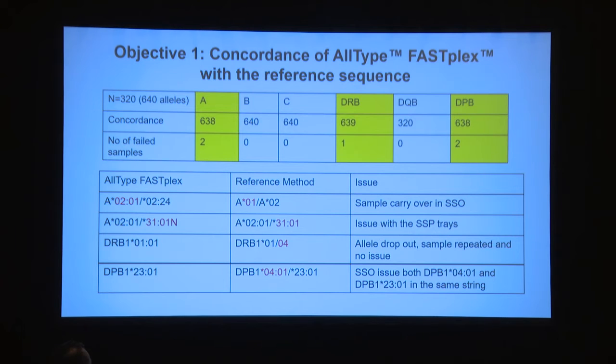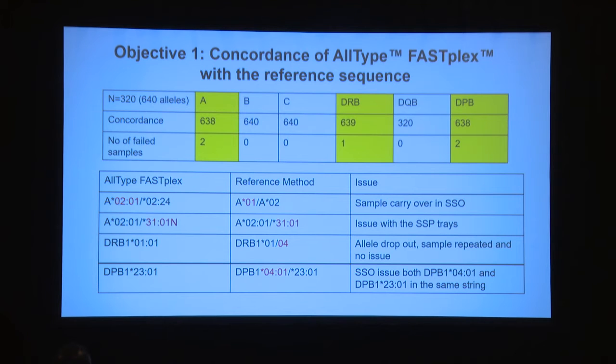So even if the SSP tray says that they can resolve this allele, they've never validated it in their company, because this allele has probably been seen only once or twice. So it's very difficult to get a patient having these rare alleles.